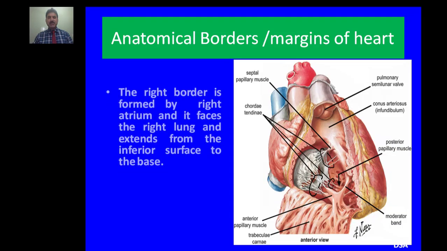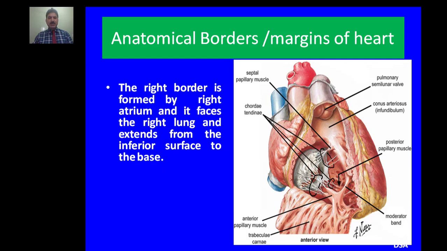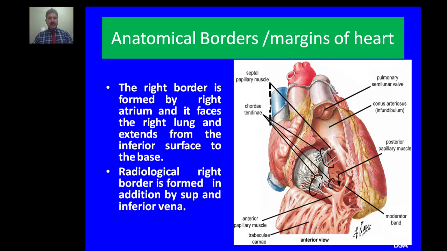Anatomical borders of heart. Borders of heart are also called margins of the heart. The right border is formed by right atrium and it faces the right lung and extends from the inferior surface to the base of heart. Radiological right border is different from anatomical right border. In addition to the right atrium, it is also formed by superior and inferior vena cava.